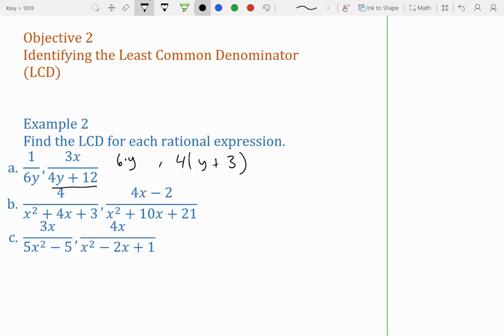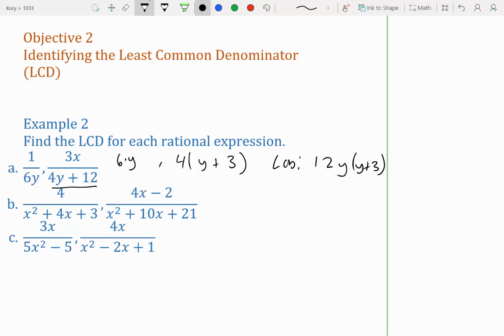Each factor, not term, we're going to look at each factor. So let's take a look at the numbers. We have 6 and 4. Well, what those have in common is 12. And then we have y, and then this y plus 3 left over. Because y plus 3 is different than y, you need to add it on.